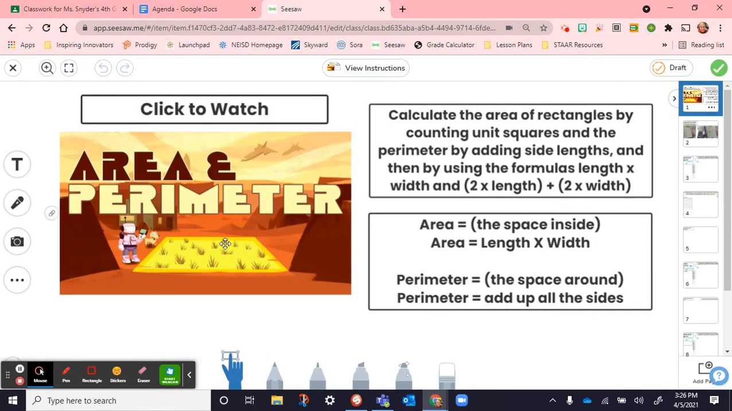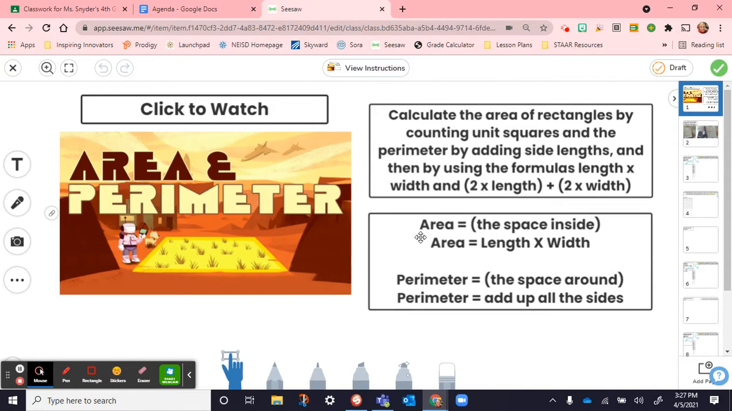We started off with this area and perimeter video, so you could click to watch that. And then we talked about how to calculate the area of rectangles. We're going to count the unit squares. And then to find perimeter, we're going to add up the side length. So we have formulas that we use. So we took some notes from the video.